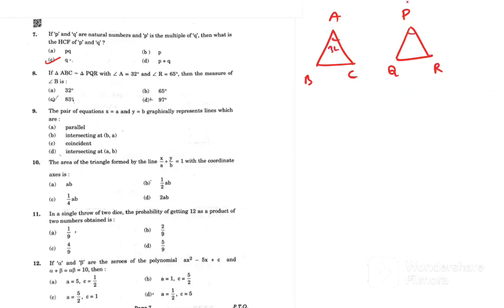So angle A is 32 degrees. So this will also be 32 degrees. And angle R is 65 degrees. So this will also be 65 degrees. Now using angle sum property, we know that this angle B is nothing but 180 minus (65 plus 32), which is nothing but 97. So 180 minus 97 is nothing but 83. So option C is correct for question number 8.